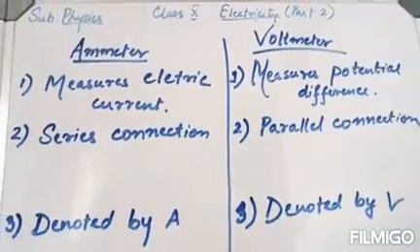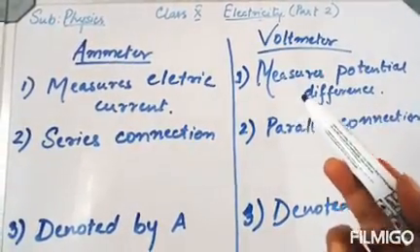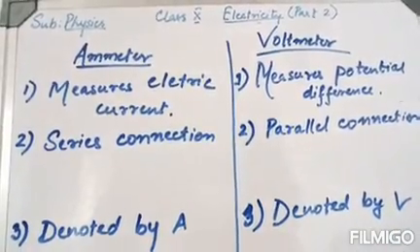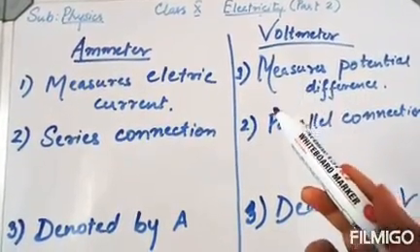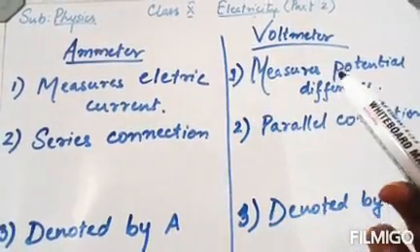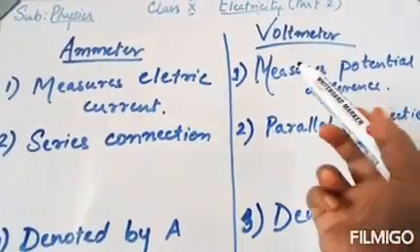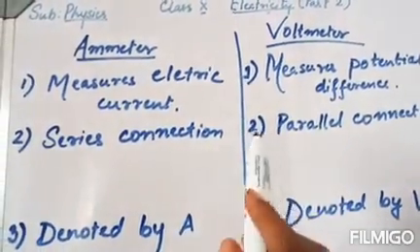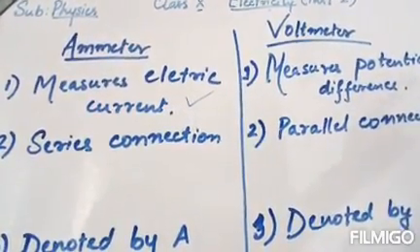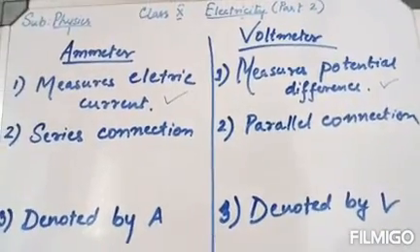Now here we have the difference between ammeter and voltmeter. In the previous video we were introduced to a device called the ammeter, which measures electric current. Today we have learnt about another device which measures potential difference, and that is known as the voltmeter. So the ammeter measures electric current and the voltmeter measures potential difference. Second is what?